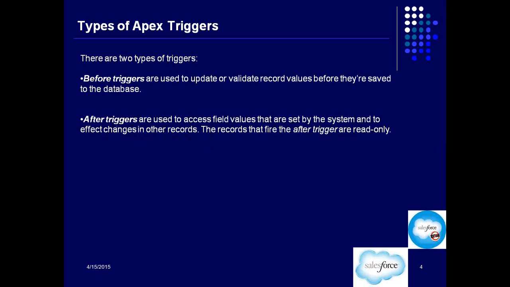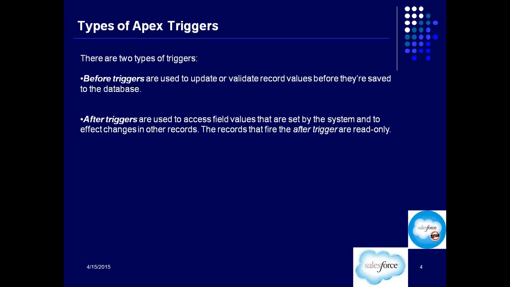Which means when a record is already saved into the database, you can execute code after that, and after executing that code, you can access the values of the record which got saved, and based on that you can do something else. Let's say, for example, the moment an account is created, automatically a contact should also be created. This is something which should happen after the insert operation. After the account is created, one contact should be created. So this is an after trigger.